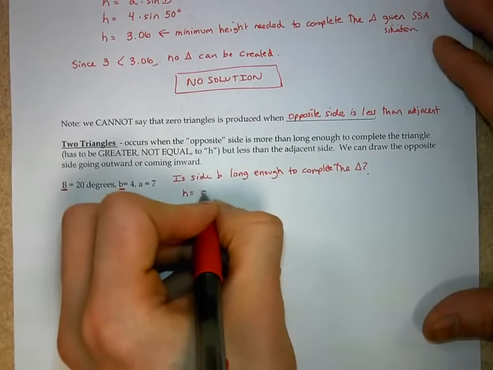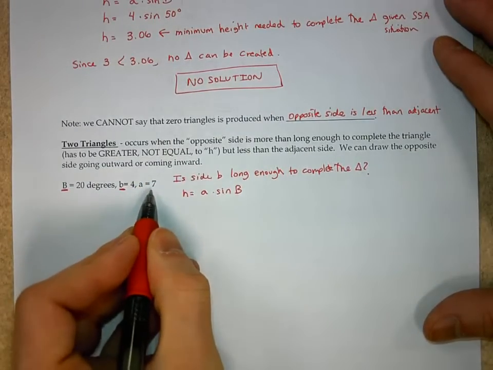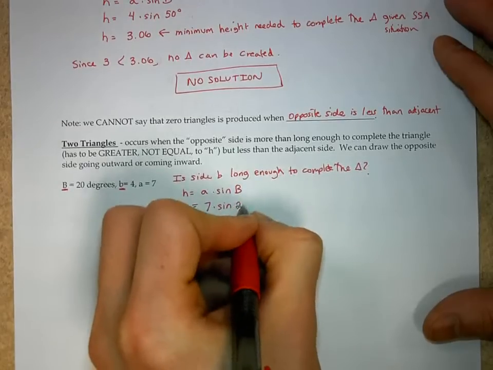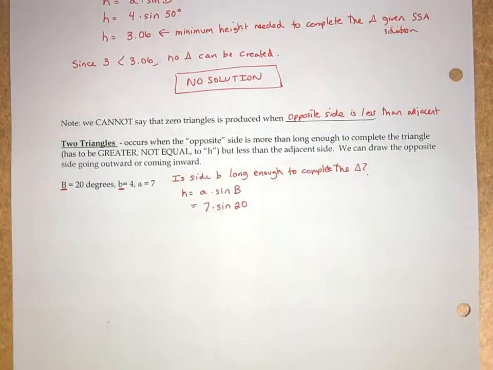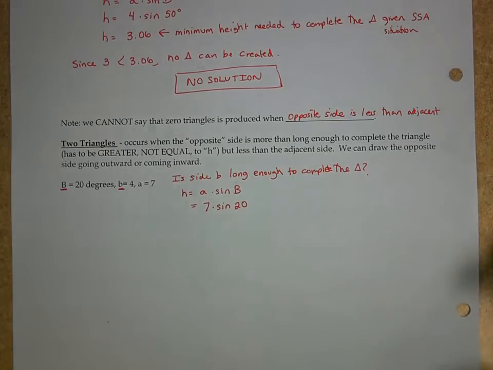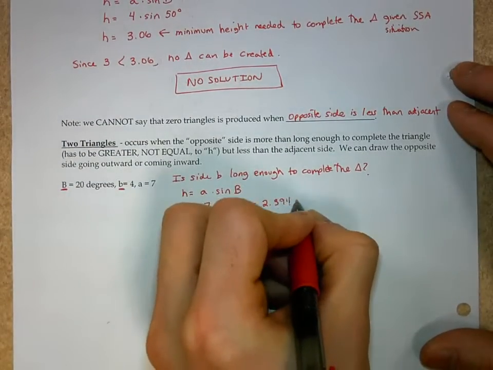So h is going to be a times the sine of B. I've got to use the other side that is not across from the angle. So 7 times the sine of 20. And we'll plug that into our calculator. 7 times the sine of 20 is going to be 2.394 units.